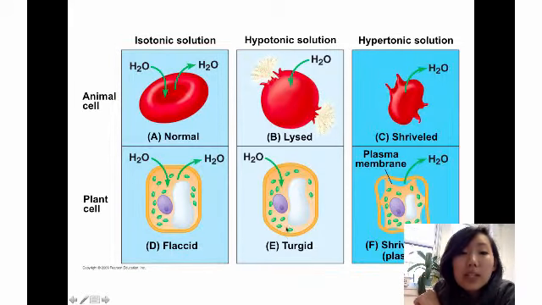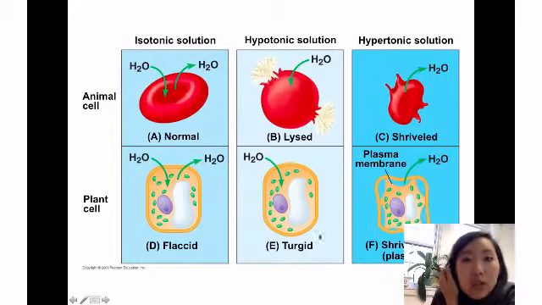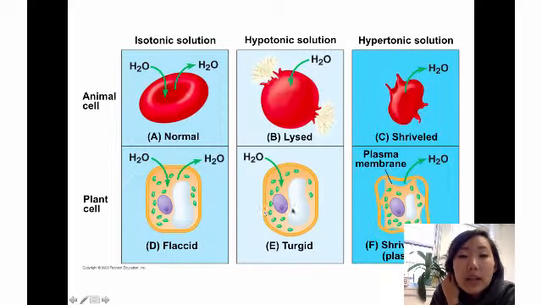Whereas actually for the plant cell, because it has that rigid plant cell wall, when it's in a hypotonic solution where the water is rushing inside the cell, it becomes nice and firm, and the state is called turgid. And that's actually the ideal state for the plant cell. So the plant cell wants to be turgid, whereas the animal cell wants to be normal in an isotonic solution. Plant cell wants to be in a hypotonic solution.